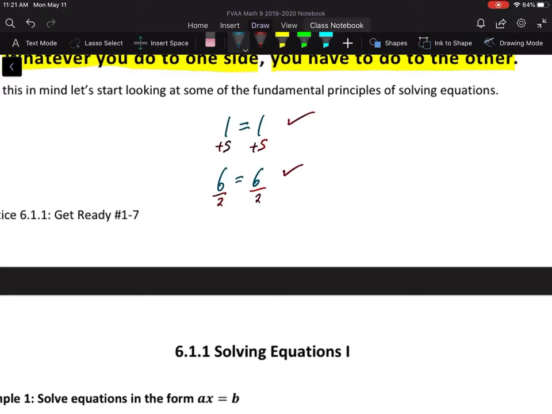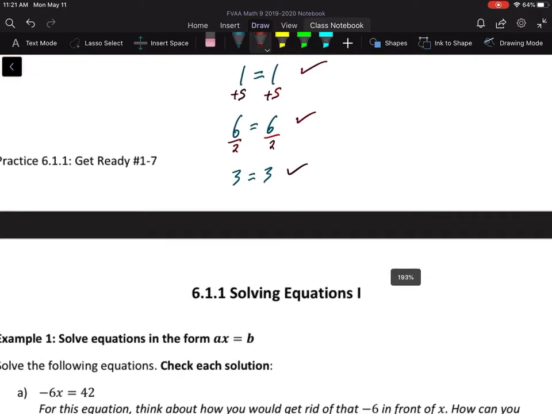If I divided by 3, I wouldn't get something that's equal. But if I divide both sides by 2, I get 3 is equal to 3. And again, my equation is still true. Even though the numbers on the left and the right side have changed, the fact that the left and the right side are still equal to each other means your equation is still true. And that's the key.